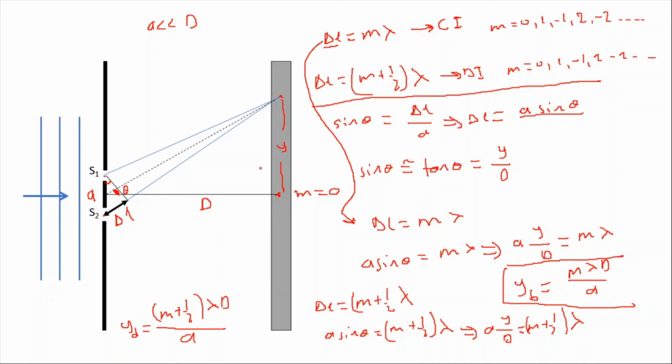So on the screen, for the distance from the center to a dark fringe, you are going to use this formula to locate the dark fringes, and we are going to use this formula for the bright fringes.